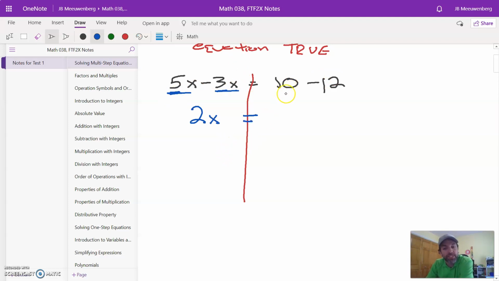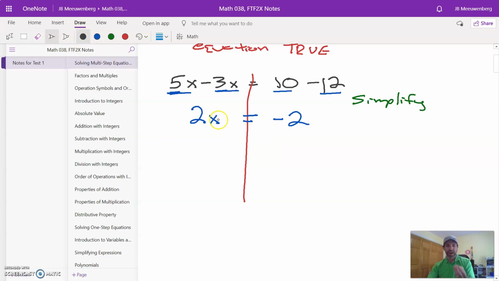And then over here we have the same thing. We have two terms. These are both constants. Remember, a term with no variable, just a number. And we can do 10 minus 12, which is negative 2. So all we've done so far is simplify. Now we actually want to do some solving of the equation.